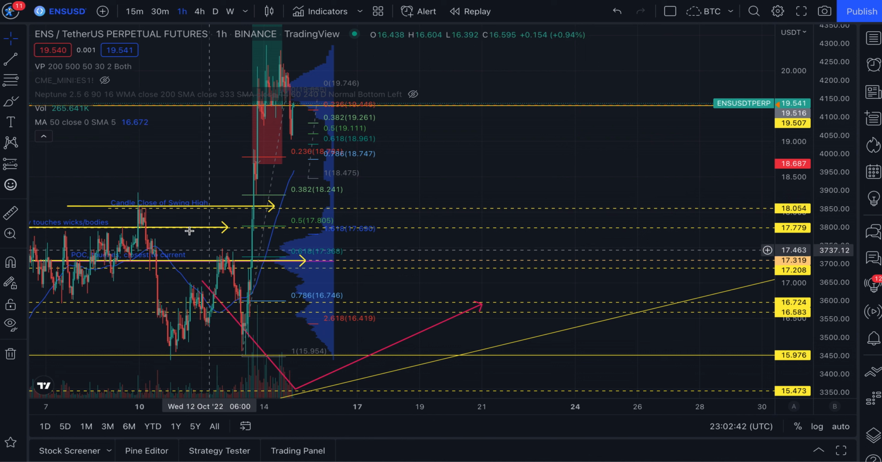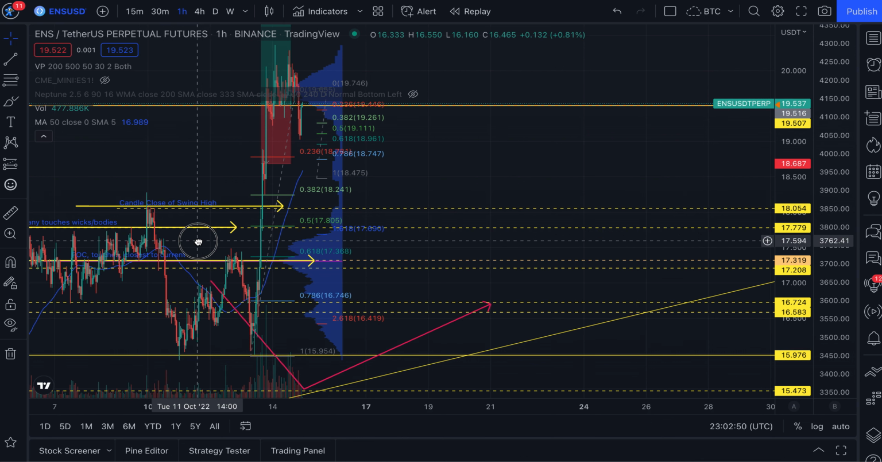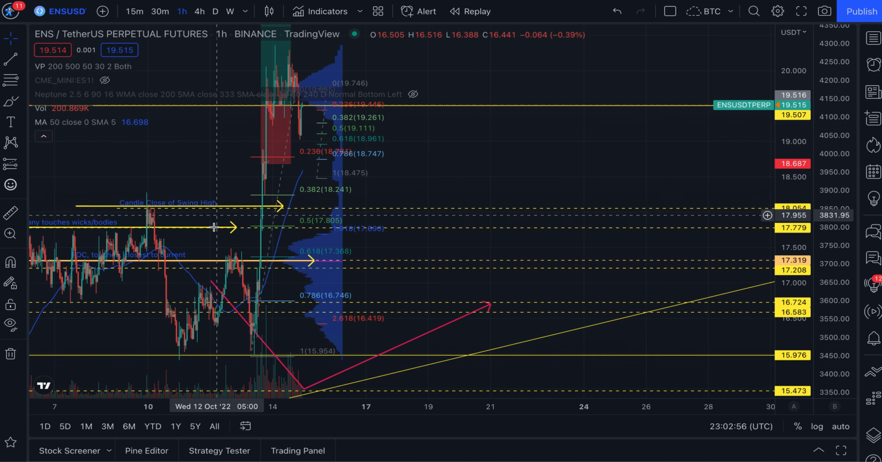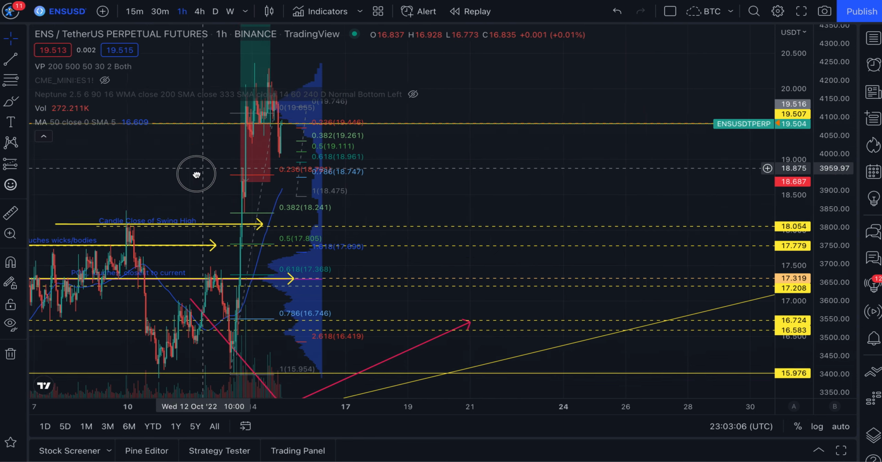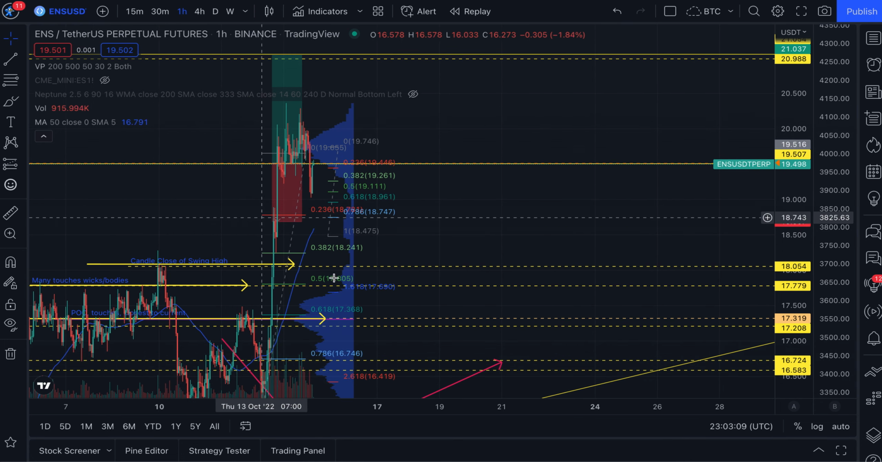So the minute that it takes out this high here, or sorry, I believe this was my entry. Yeah, so it was somewhere around 17.5, and then I rode it to 18.5. Sorry, because I did two. I actually went in at around 17, rode it to about 18, and then again I came in at 18 and I rode it to like 19 and a half and then got out. And now this is where I find myself.